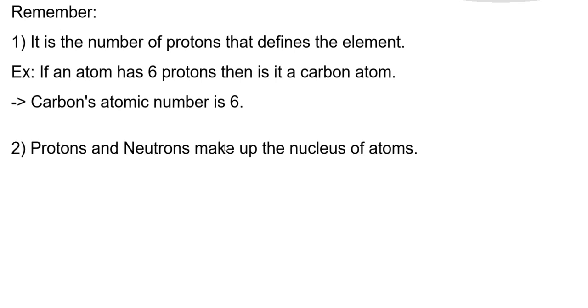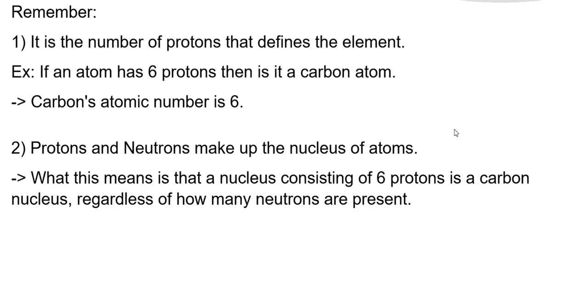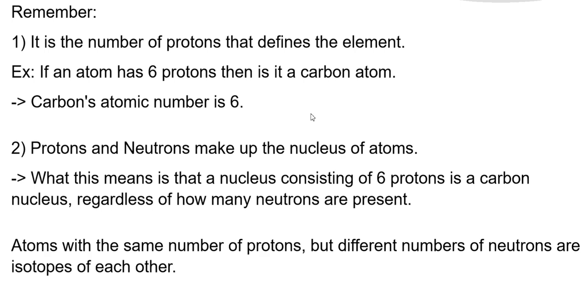We also have to remember, of course, that protons and neutrons are in the nucleus of atoms. That's what makes up the nucleus of an atom, and the electrons are found outside the nucleus. So any nucleus that has 6 protons, regardless of how many neutrons, is a carbon atom. And so what an isotope is: if we have atoms with the same number of protons but different number of neutrons, then they're isotopes of one another.